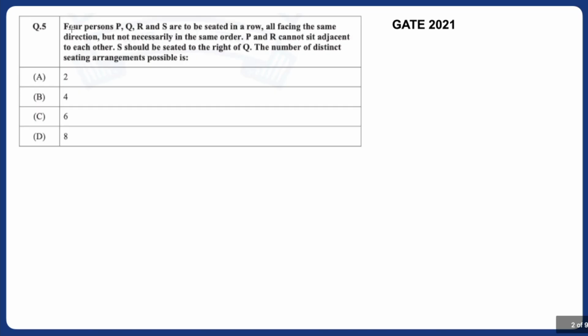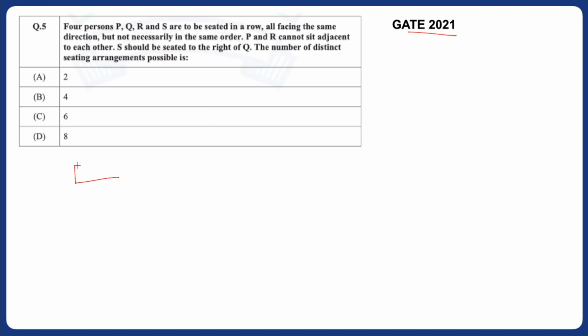Alright, so let's look at this question. It says that 4 persons P, Q, R and S are to be seated in a row, all facing in the same direction, but not necessarily in the same order. P and R cannot sit adjacent to each other. S should be seated to the right of Q. The number of distinct seating arrangements possible is. Now this was asked in GATE 2021. Now let us see how you can do that.